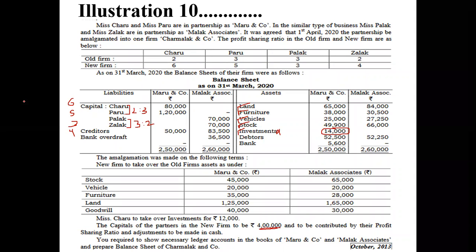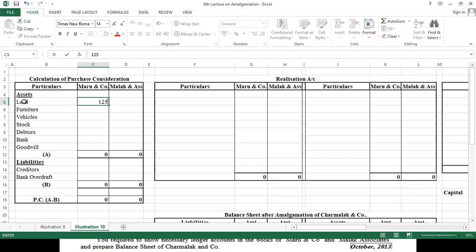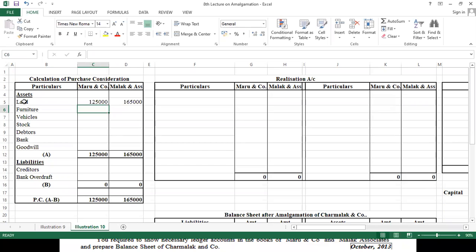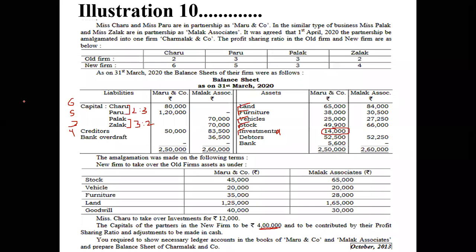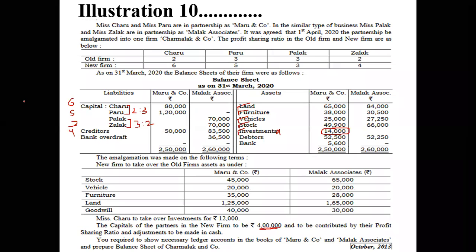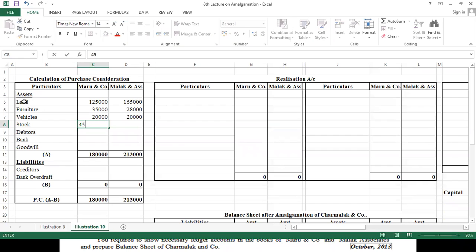Value of land is 1,25,000 and 1,65,000. Furniture we have 35,000 and 28,000. Then we have vehicles, 20,000 and 20,000. For stock, we have 45,000 and 65,000.